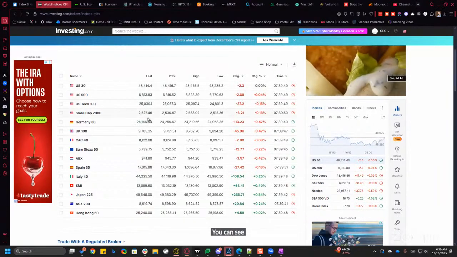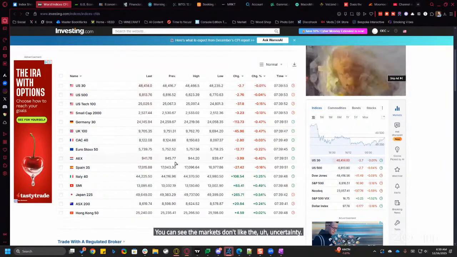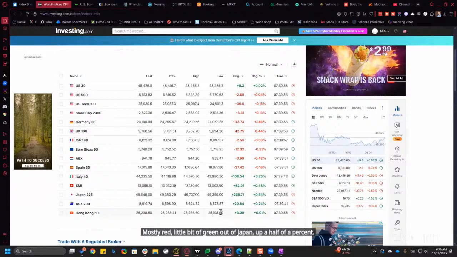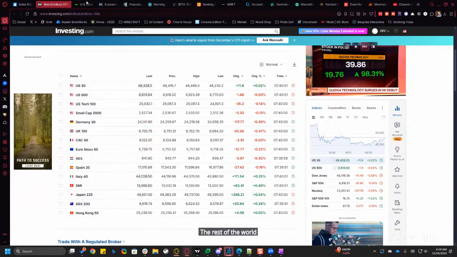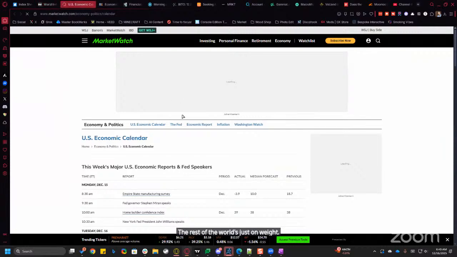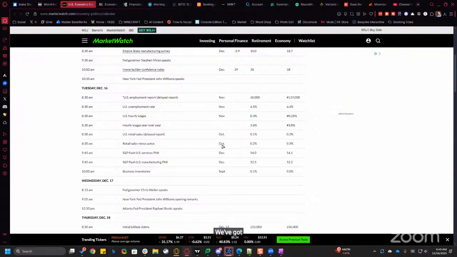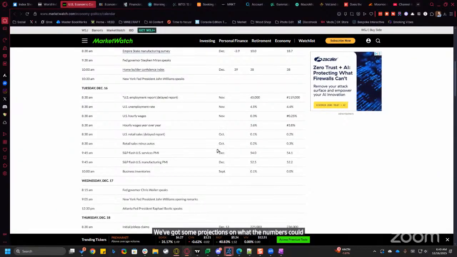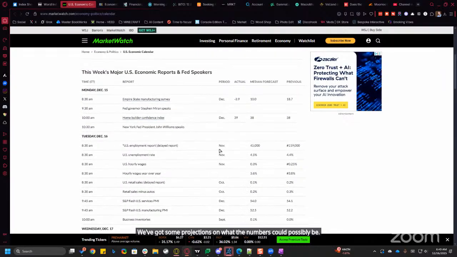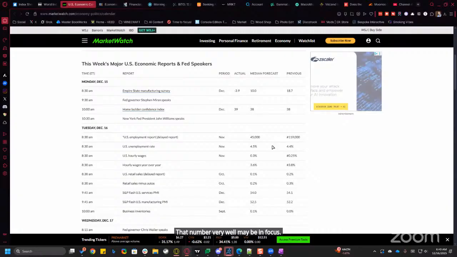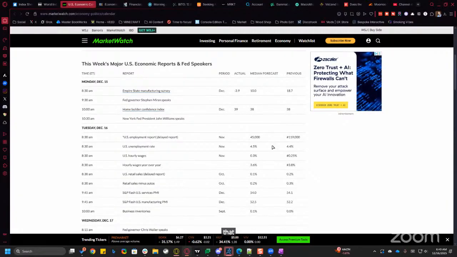You can see the markets don't like the uncertainty. Mostly red, a little bit of green out of Japan, up 0.5%. China's basically flat. The rest of the world's just on wait. We've got some projections on what the numbers could possibly be. It looks like the unemployment rate is creeping up from 4.4 to 4.5. That number very well may be in focus. And there's more analysts that are talking about how maybe bad news isn't good news after all.